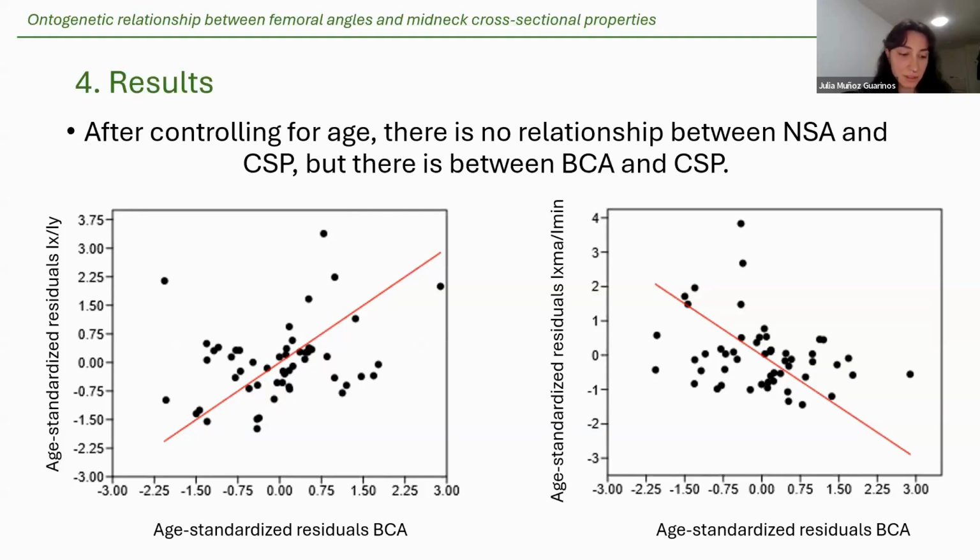Nonetheless, we observe a significant correlation between the bicondylar angle and the second moments of area, which you can see on the left side, and the maximum and minimum second moments of area that you can see on the right side. During early adolescence, the bicondylar angle decreases slightly, as do the second moments of area, while the maximum and minimum second moments of area increase. This implies that in the adolescent transition, a shape change of the femoral midneck cross-section is accompanied by a decrease in the bicondylar angle.